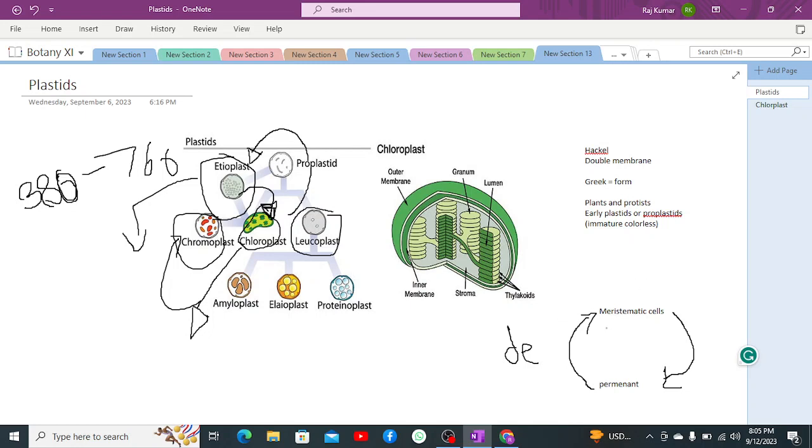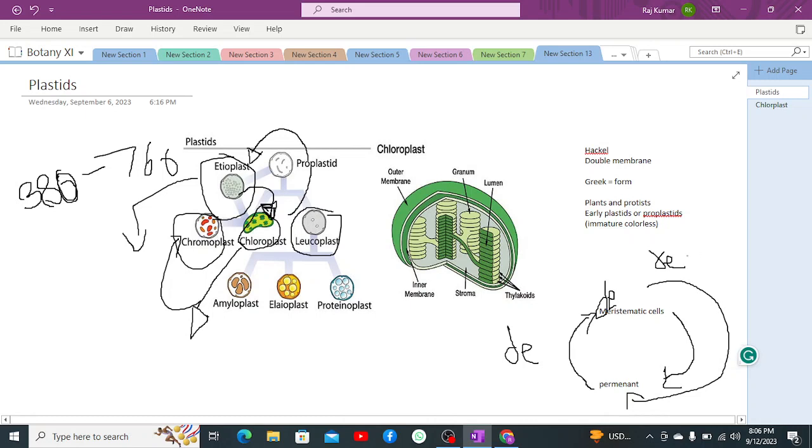The cells obtained as a result of de-differentiation are known as de-differentiated cells. When the de-differentiated cells are again converted into permanent differentiated cells, this process is known as redifferentiation. Or we can also say that losing the capability of cell division after regaining it is known as redifferentiation.